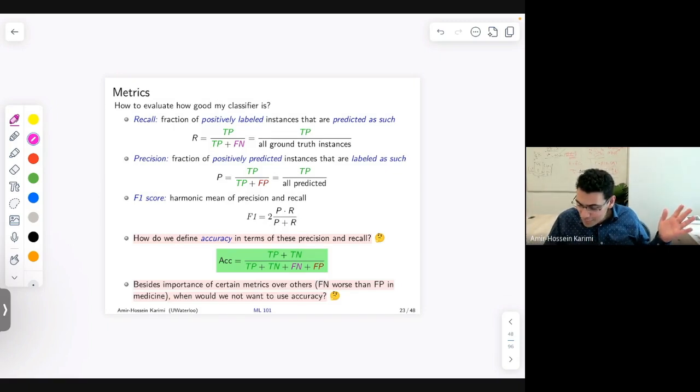So now you can see in the numerator, we have true positives and true negatives as everything we've done correctly, and then also summed with the false parts of our mistakes. And that is accuracy, right?